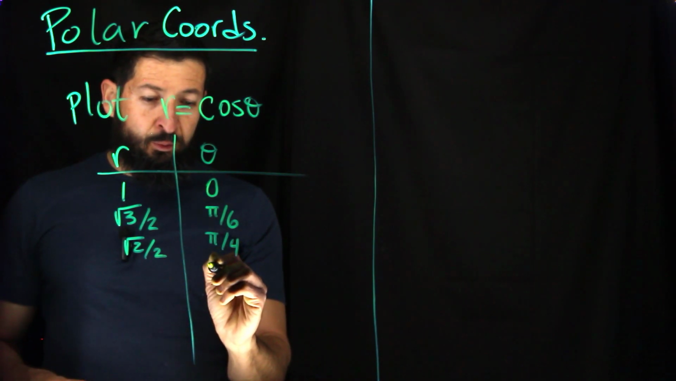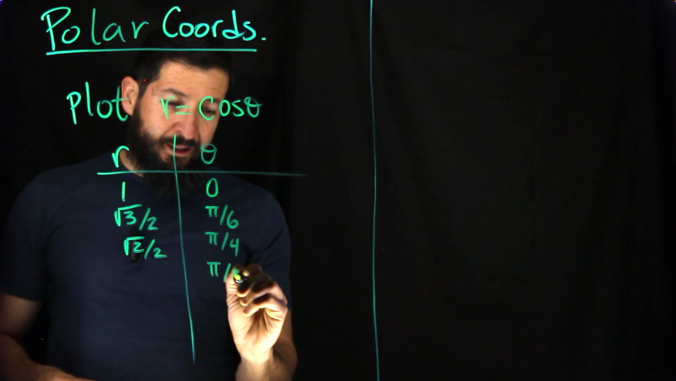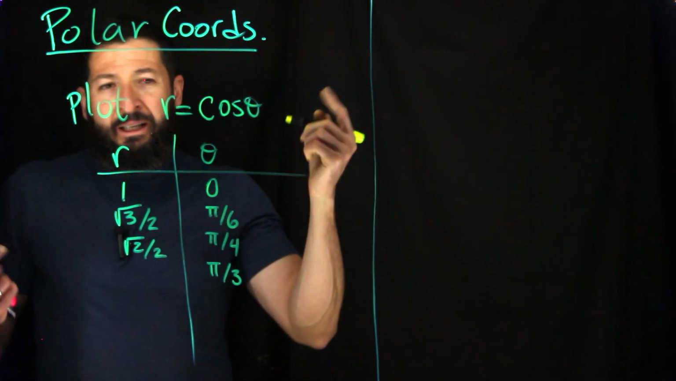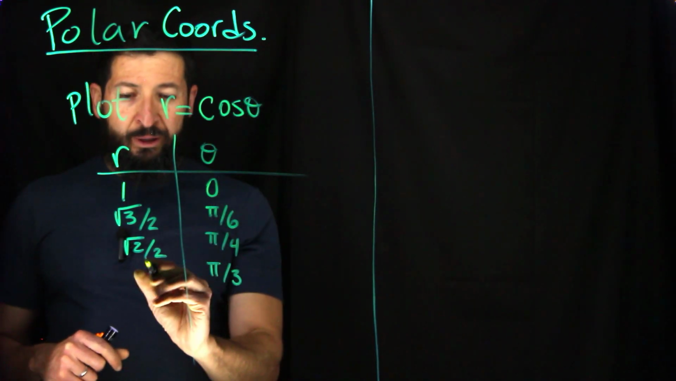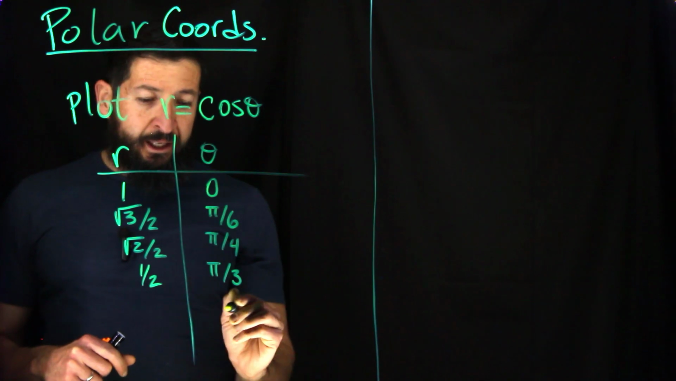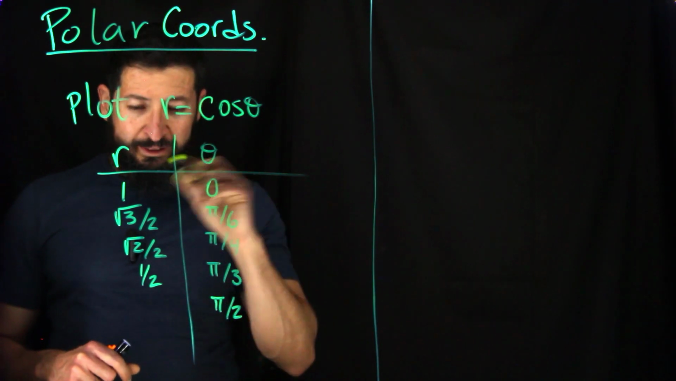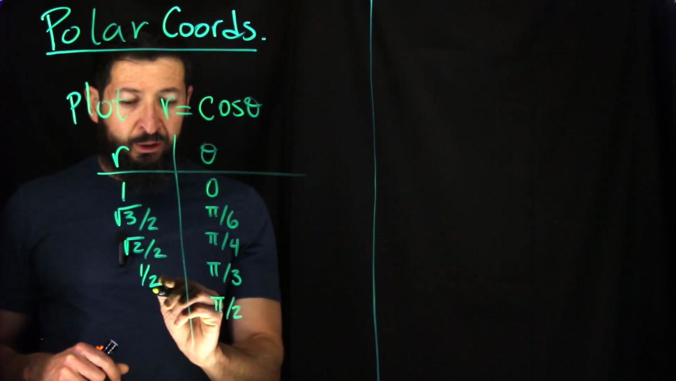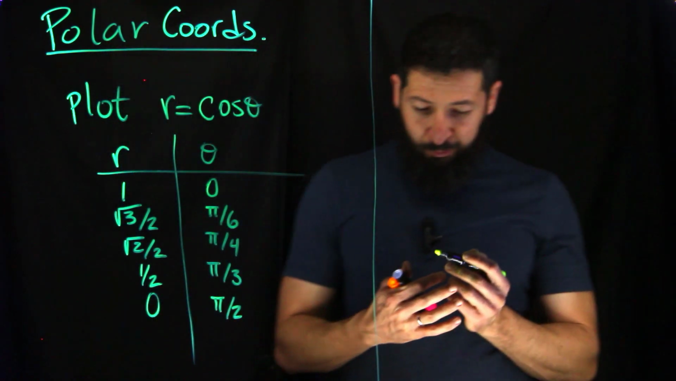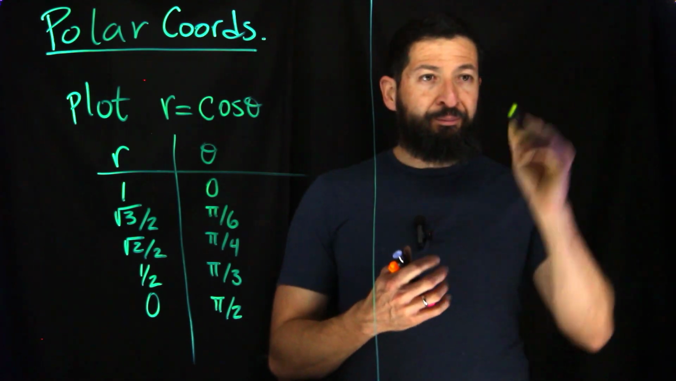And then I'm going to go to pi over 3. I'm going to do just angles around that I know from the unit circle. So cosine of pi over 3, 1/2. And if I plug in pi over 2, that's my whole first quadrant, the angles I know from the unit circle. That's going to be 0. Let's plot those real quick and see what we get.